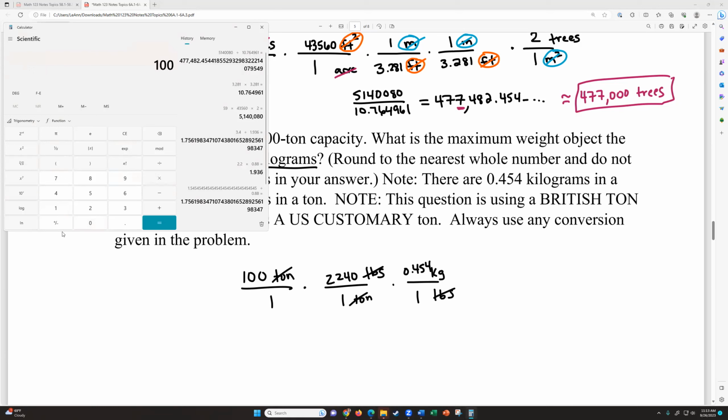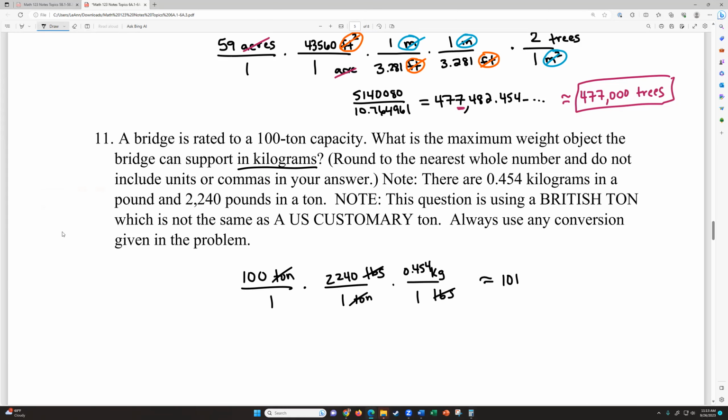So 100 times 2,240 times 0.454. This would be 101,696. They said no commas, so if you were typing that in Newton, you would want to type it in just like that.